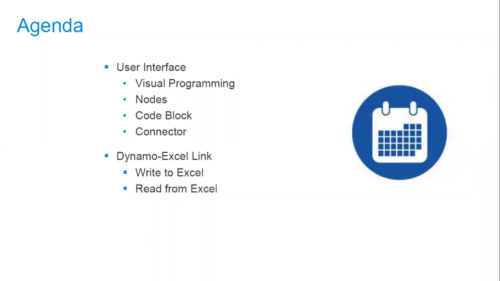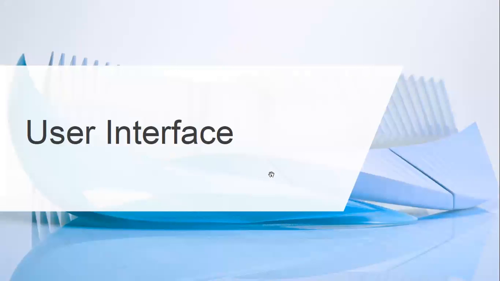In this training agenda, we are going to take a quick tour of the user interface, the visual programming, what the nodes are, what the code block is, and what the connectors are. We are also going to take on a sample exercise called Dynamo to Excel linking. Here we are going to link Excel by importing the parameters of Revit into Excel and also exporting the parameters from Revit to Excel. So we are going to take two exercises in the Dynamo Excel linking. So let's start with the user interface.